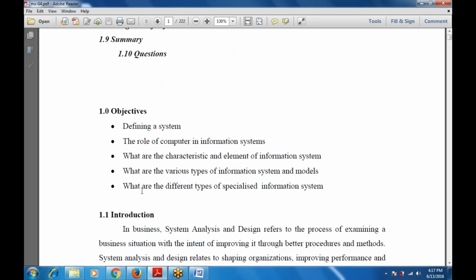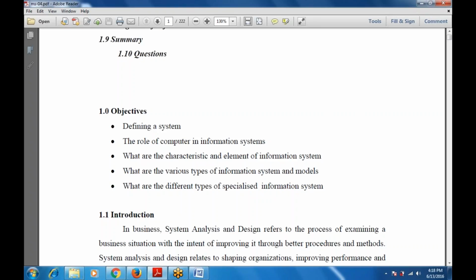The main objectives are defining a system, which we have already defined: a system is a collection, a grouping of interdependent components. Then the role of computers in the information system, that is, what is the advantage of using IT and computers in information systems? Then what are the characteristics, features and elements of an information system? What are the various types of information system and the model? So first is the system, then the role of the computer in the system, features of information system, types of information system, and different types of specialized information system.